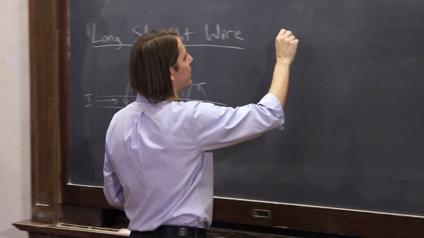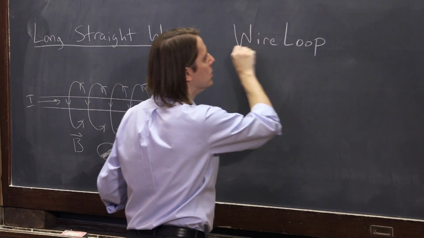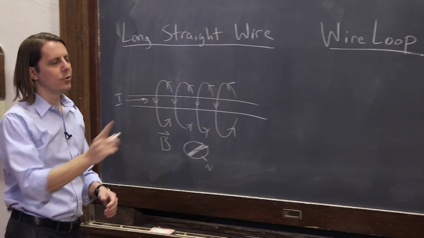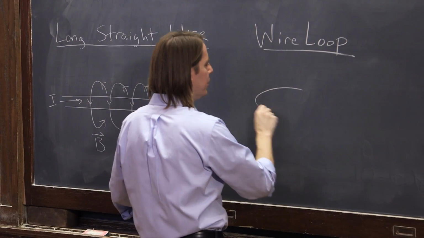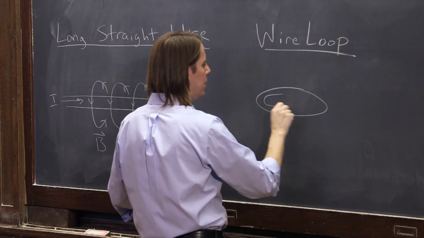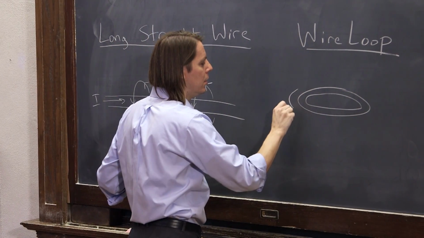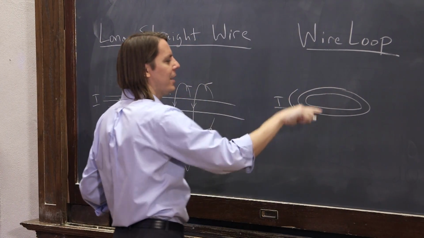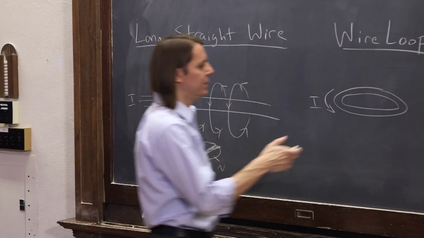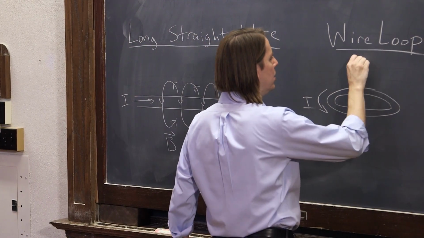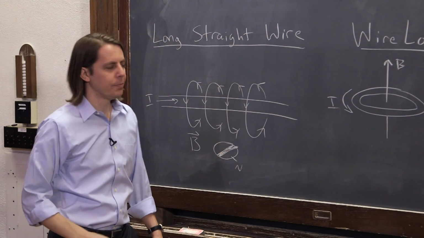Let's look at another one. Let's look at a wire loop. Okay, so just a little circle of wire, of course, with current going around it. So let's see if we draw it kind of like this. There's the loop, the current is going around like that. This is the back and this is the front, kind of looking down on it. This will make a magnetic field that goes up like that. It goes through the loop.